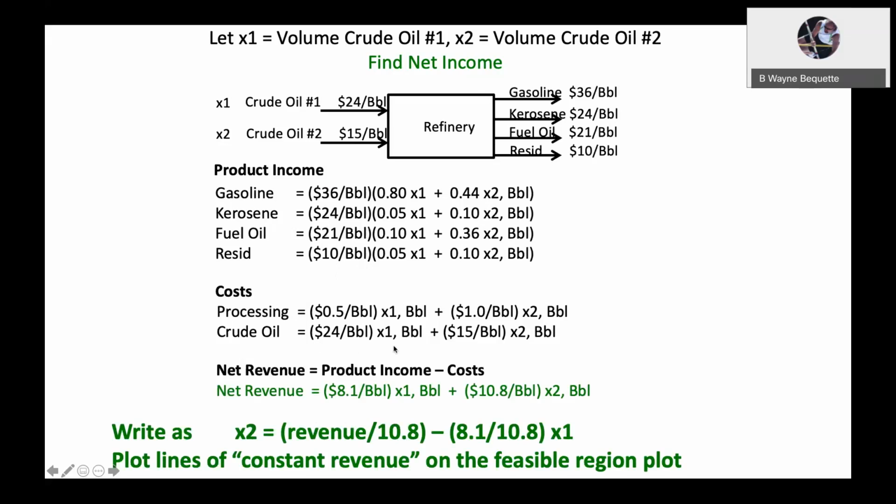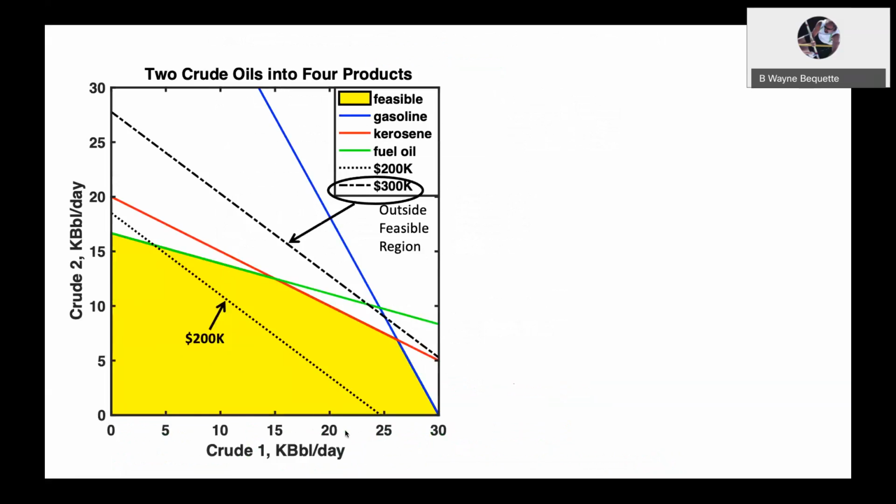When you do that, what you find is a net revenue relationship, shown in green here, that's ultimately, once you work through the algebra, $8.1 per barrel times the number of barrels for crude 1 plus $10.8 per barrel times the number of barrels for crude 2. For simplicity, we can solve for X2 as a function of X1 for different values of that revenue. Then we can plot lines of constant revenue on the feasible region plot, and that's what I've done here.